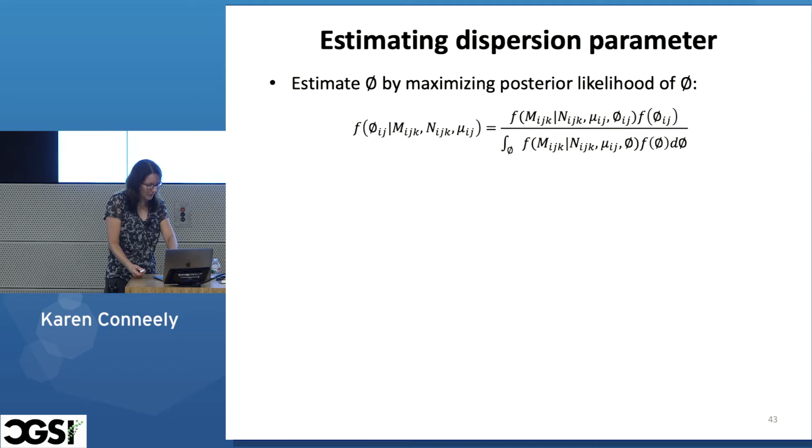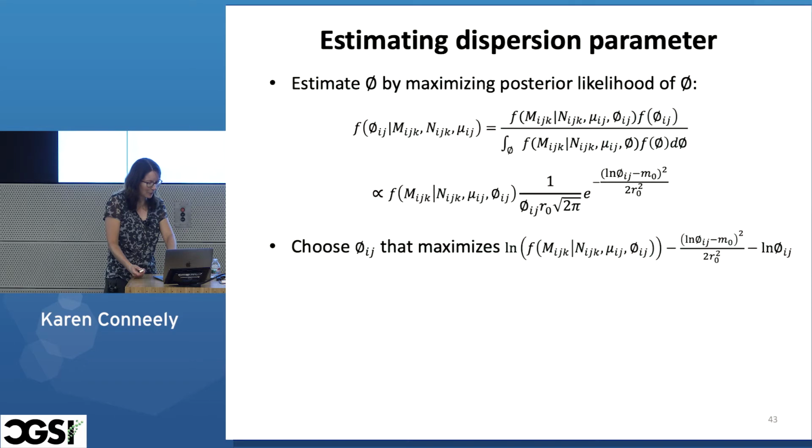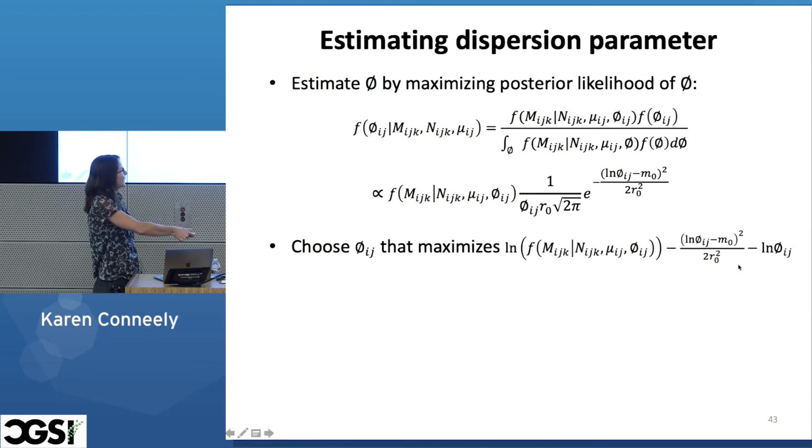Okay, so we're going to estimate the phi by maximizing this posterior likelihood. I'm going through the math really fast here, and I'm not going to dwell on it, but we end up maximizing this log function that looks like this. And we have these two terms at the end that are functions of these empirical things that we've estimated. And these actually turn out to be penalties.